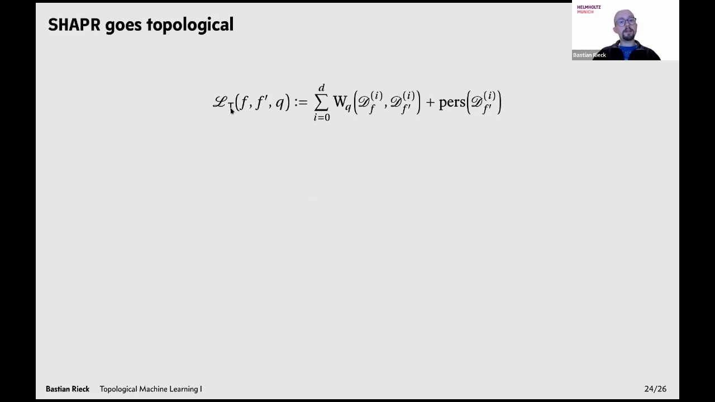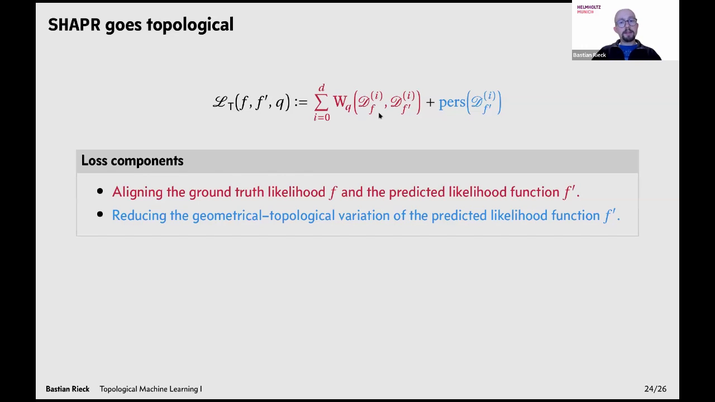So our topology-based loss between the two likelihood functions f and f prime living on the same space or on the same grid uses a sum of a Wasserstein distance and a sum of a total persistence, so a sum of a norm in essence of the respective persistence diagrams. And there are two parts to this. The first loss component, here marked in red, is meant to align the ground truth likelihood f and the predicted likelihood function f prime. So that's your usual Wasserstein loss, right? We just take a Wasserstein distance, we align those two persistence diagrams, and then we're done.